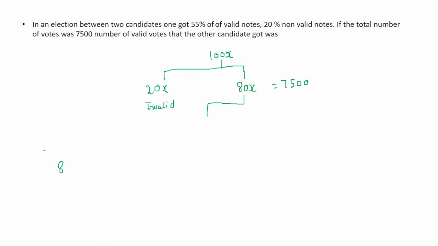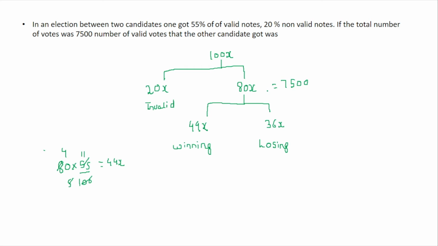So you can find 55% of this: 80 into 55 by 100. You cut this, this is 4, this is 5, so 4 into 11, that is 44x. So the winning candidate is getting 44x. And the losing candidate is getting how much? The rest. 36x, because if you add 44 plus 36, that comes out to be 80x. So the losing candidate is getting 36x.